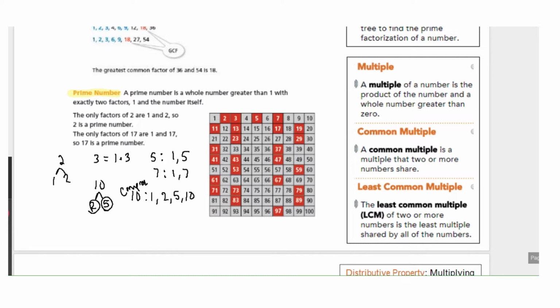Let's do another one. Let's do 14. For the factors of 14, you can multiply 1 times 14. You can multiply 2 times 7. So the factors for 14 are 1, 2, 7, and 14. Because you have more than just two factors, 1 and 14, this is a composite number.